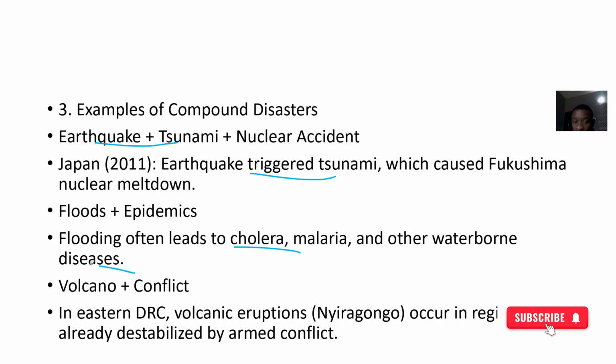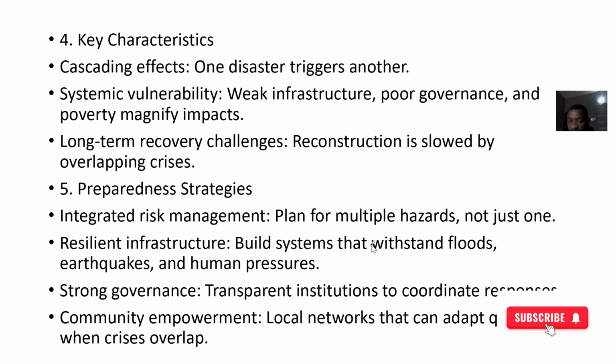Then you can have volcanoes and conflicts together. So in Eastern Democratic Republic of Congo, volcanoes were erupting, and people were still fighting. You understand? So the key characteristic is that they usually have cascading events. It's usually not one issue. Something is wrong and another thing is also wrong.